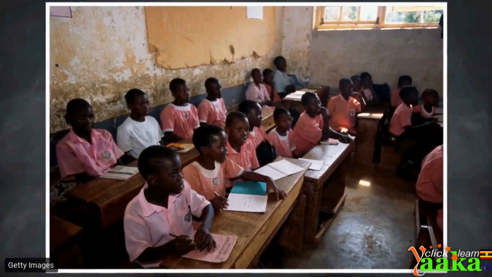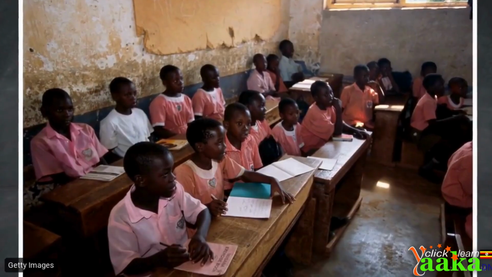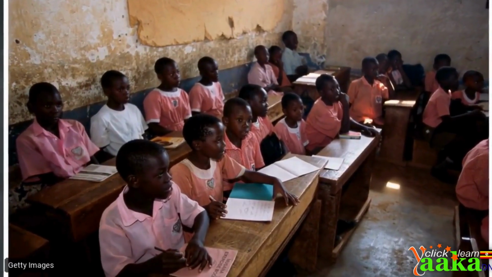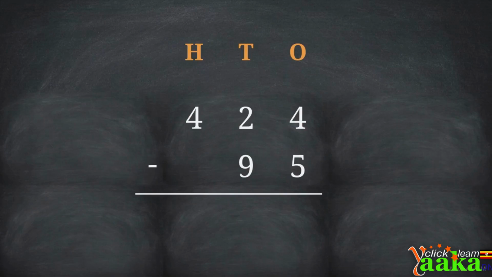Let's put these rules into practice. A school in Kampala received 424 mathematics books and gave 95 of them to primary 3. To find out how many books remain, we set up our vertical equation, 424 minus 95. We cannot take 5 from 4, so we regroup a 10. The 2 becomes a 1, the 4 becomes 14. 14 minus 5 is 9.